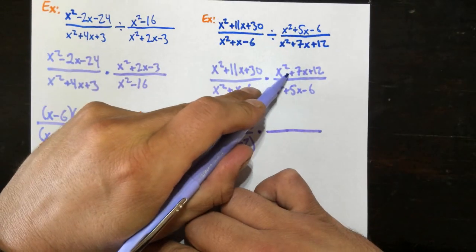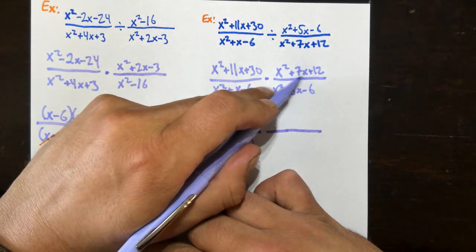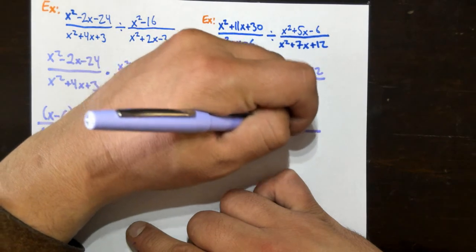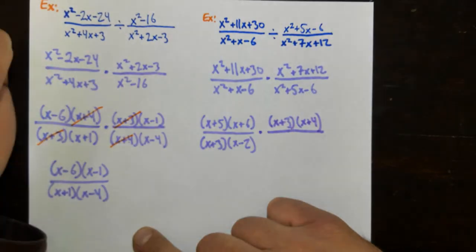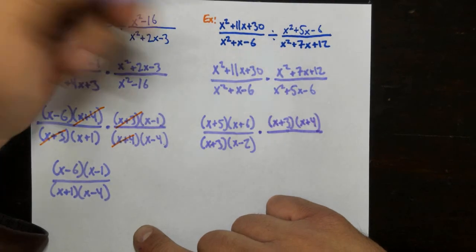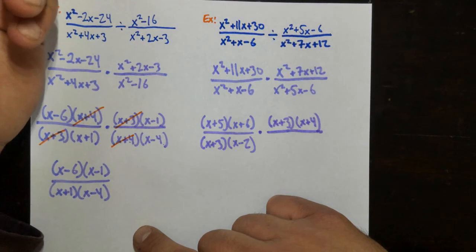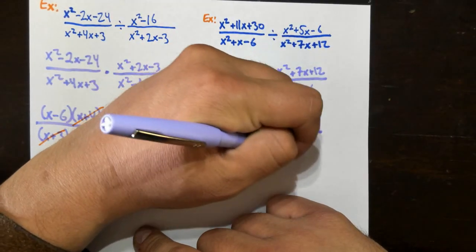let's see here, we have to add to 7, multiply to 12, that's going to be 3 and 4. x plus 3, x plus 4. And then on the bottom, add to 5, multiply to negative 6. That's going to be 6 and negative 1, right? 6 minus 1 is 5. 6 times negative 1 is negative 6. So we're going to have x plus 6, x minus 1.